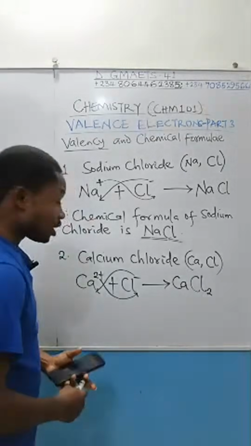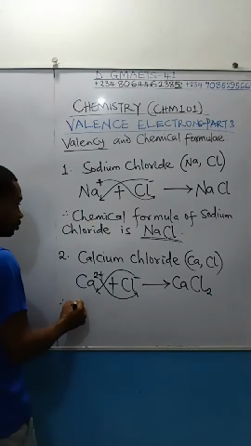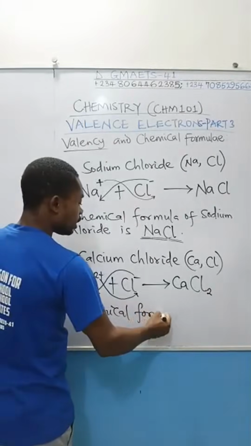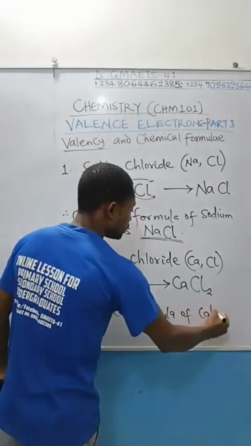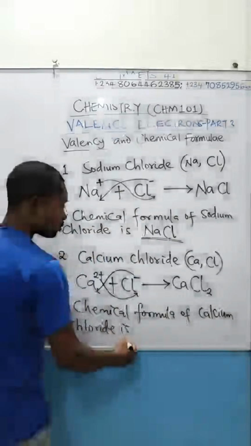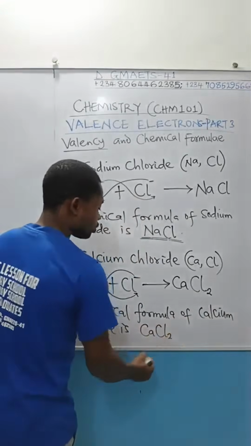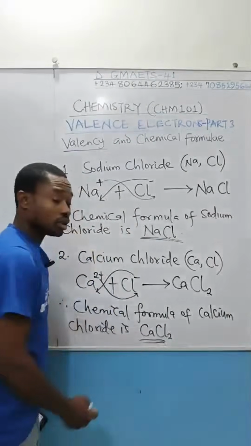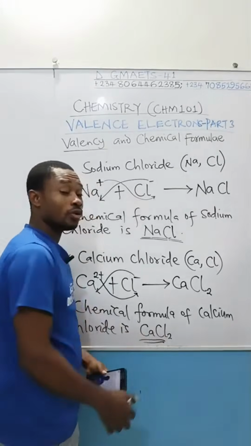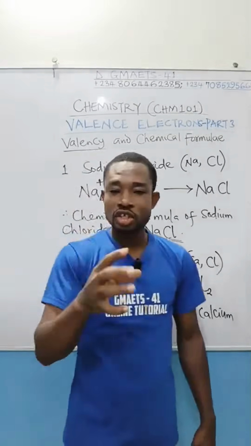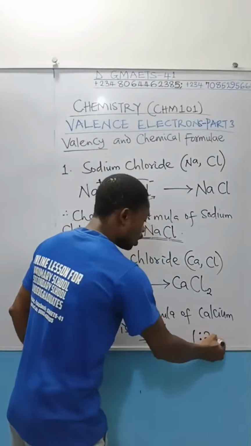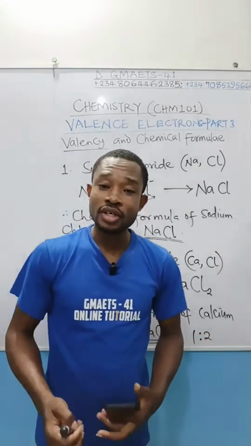So let us conclude, please, and then move on. No time. Therefore, the chemical formula of calcium chloride is CaCl2. Anything apart from this is wrong in terms of the atomicity. The atomicity here is 1 for calcium and 2 for chlorine. So the ratio of combination of calcium to chlorine in calcium chloride is 1:2. 1:what? 2. That is the ratio of combination.